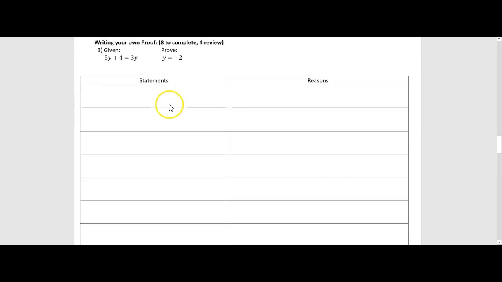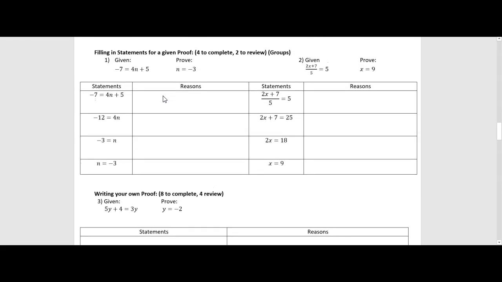We are going to start with proof number 3. You'll notice that this time you're writing the entire proof. So you're not only doing the statements, but you are doing the reasons as well. Again, might be helpful for you to take a look at the proof above. Look at what we put in the statements column. Look at what we put in the reasons or the justifications column.